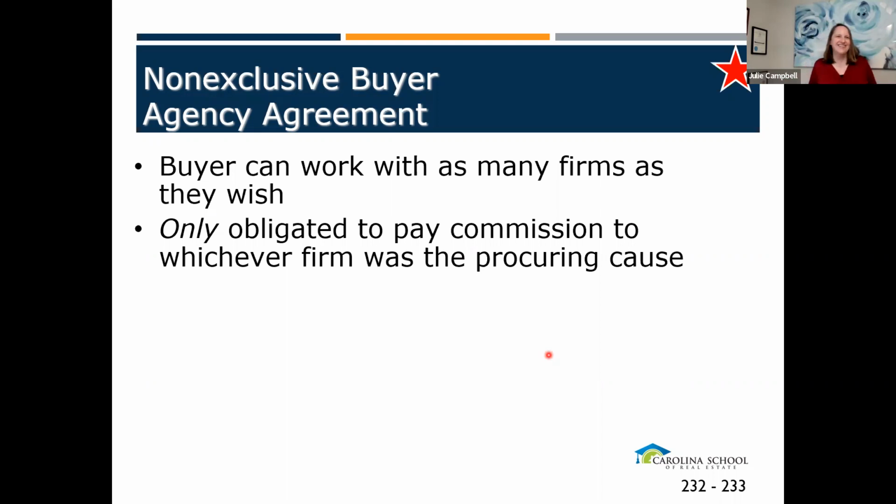So keep it simple. Now we're talking about being a buyer agent. We've been hired to be a buyer agent, in this case, a non-exclusive buyer agency agreement. Buyers free to date as many firms as they want to. The only one that's going to get paid is the one that introduced the buyer to the property. That's what we mean by the procuring cause. What chain of events led to this buyer being introduced to the property? Another good reason to document, right? So you can prove that chain of events, so you can collect commission if it ever comes into question.